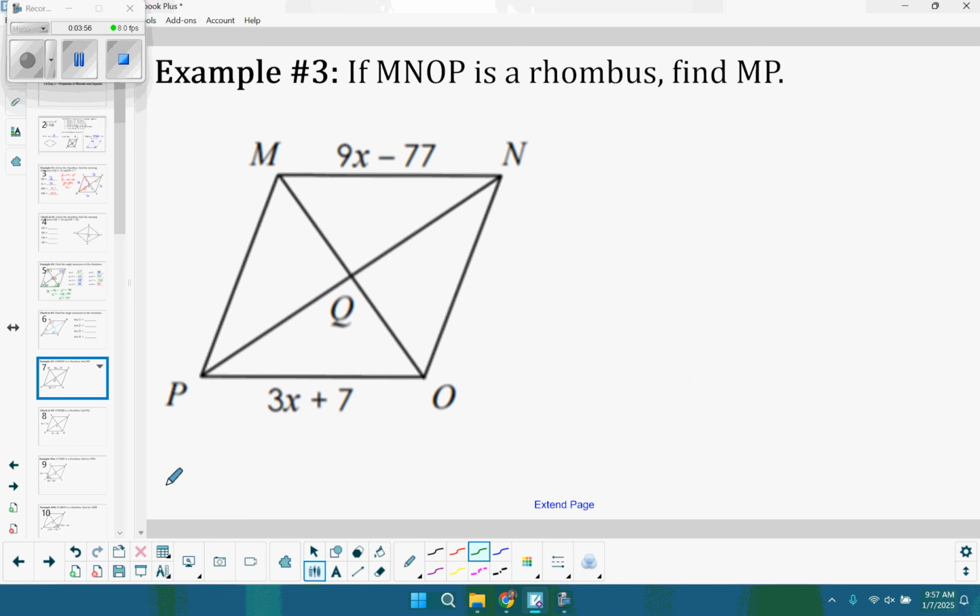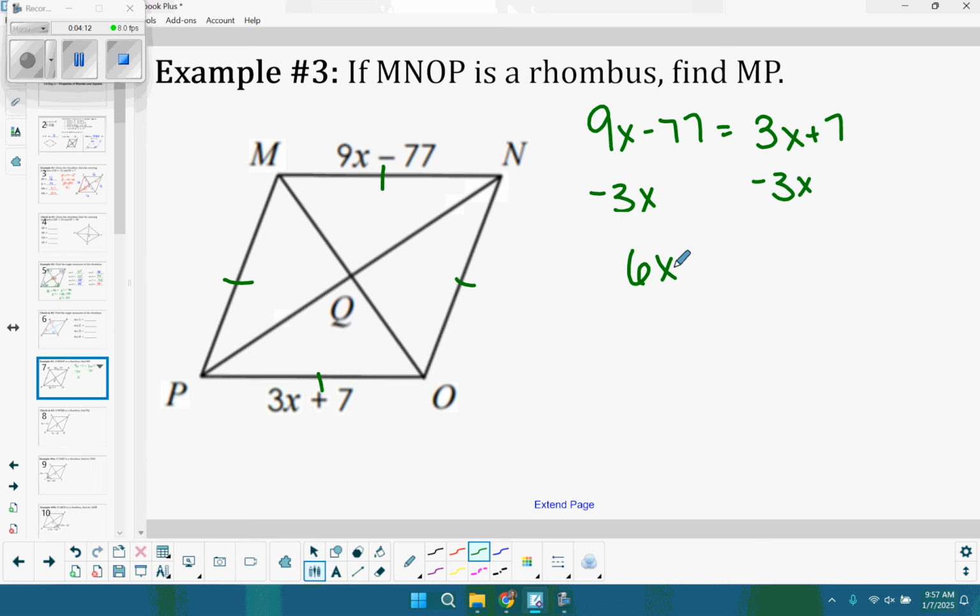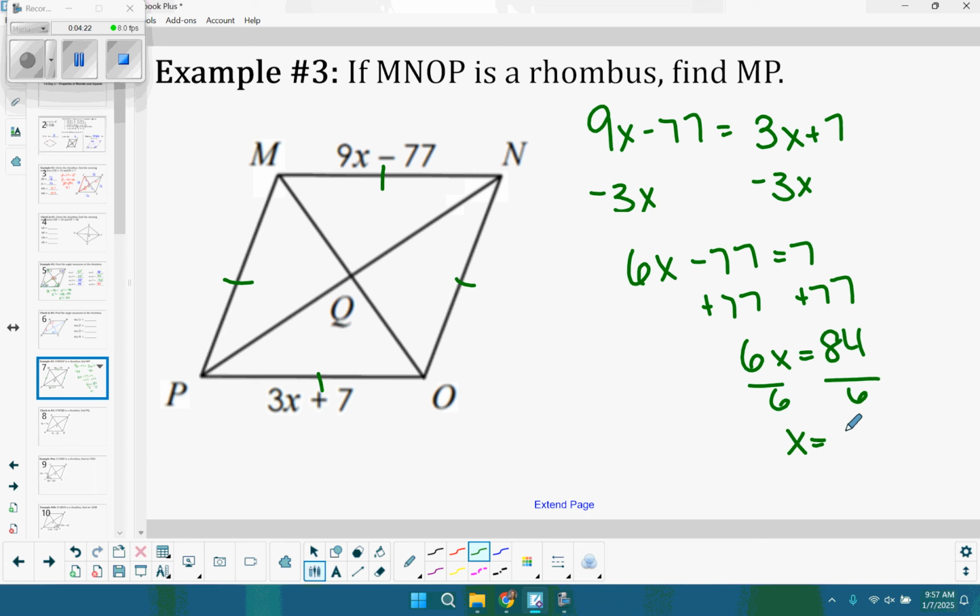In example 3, we are told that it's a rhombus, so every side is congruent. So if I want to solve for x, I could set these 2 equal because all the sides are equal. Take away our 3x. Add our 77. Divide by 6. And x would equal 14.